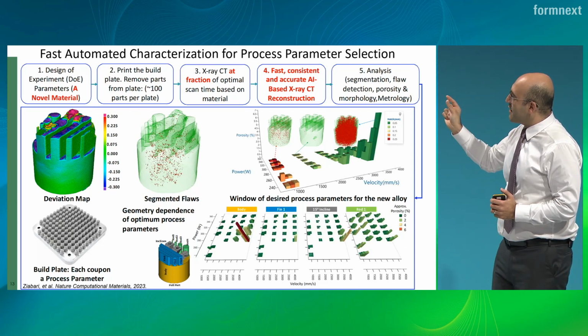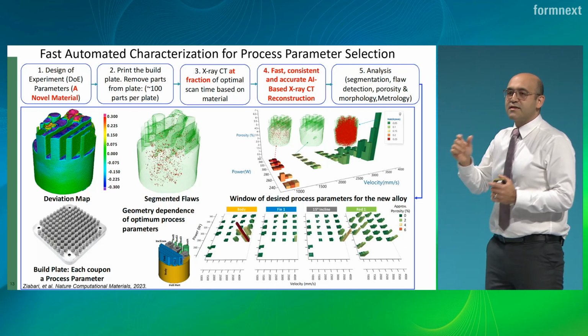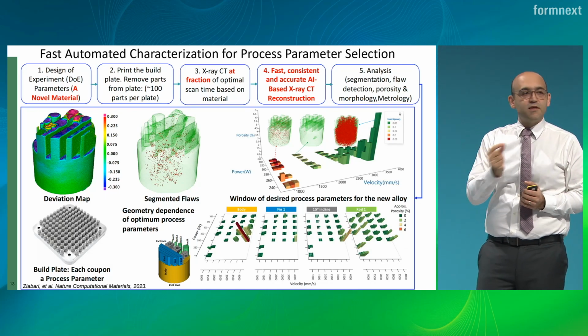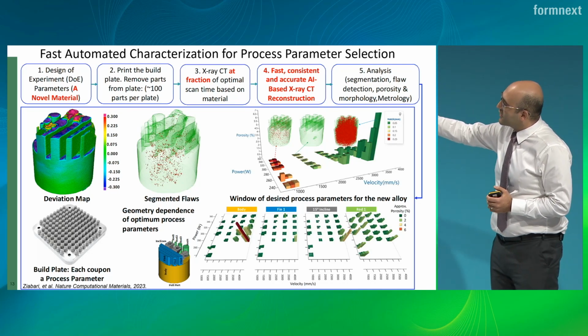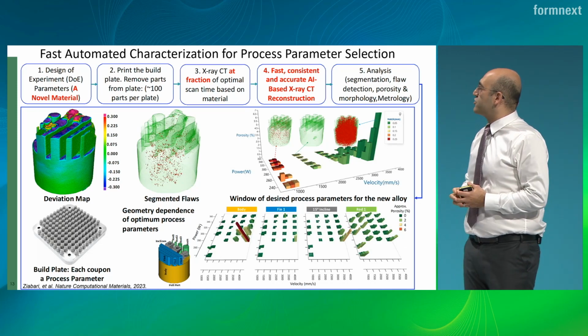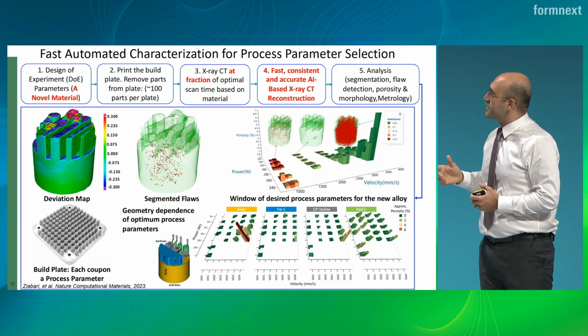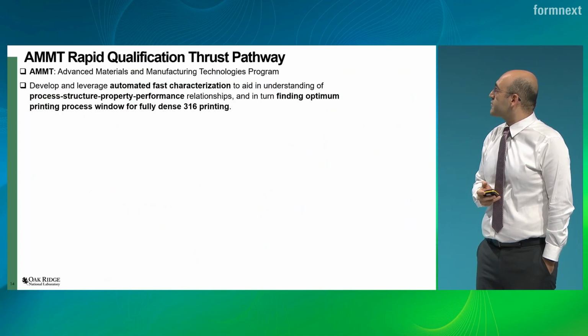The beauty of these samples is we can look at the geometry dependence. Now we can look at each one of these features and see a different process parameter depending on the geometry of the sample, which is the graph at the bottom. It shows you that if you look at the rods or fins or inclines, you have a different process parameter that optimizes it based on the geometry. And this is a paper that we published in Nature Computational Materials recently.